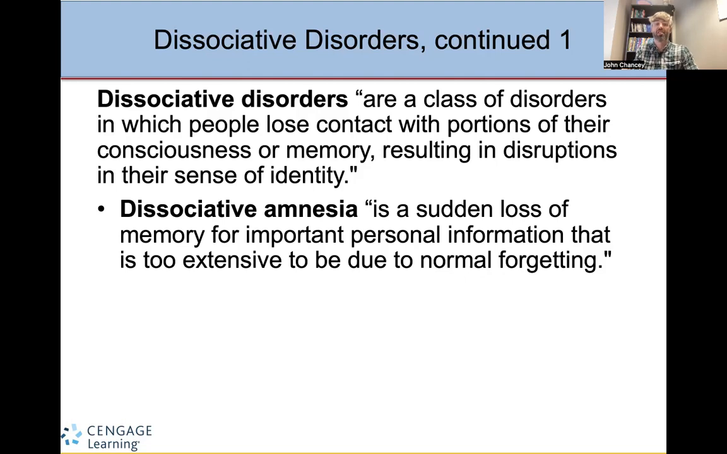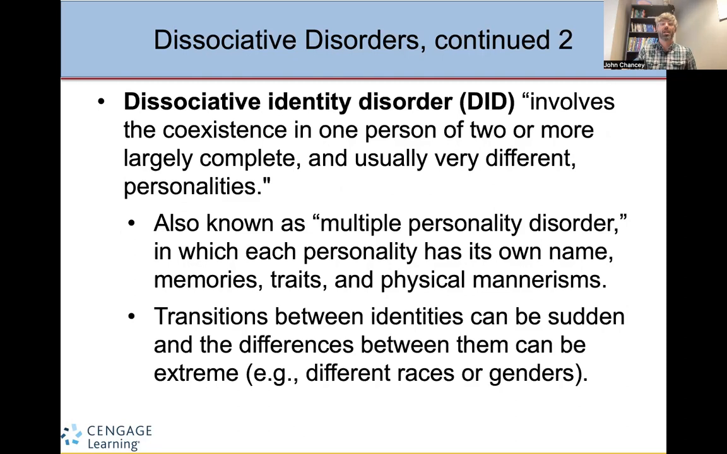This is a sudden loss of memory about personal information. It's not normal forgetting. It's one thing to be like, oh, I forgot where I set my keys, I forgot where I put my cell phone, but it's another thing entirely to forget your name and forget where you came from and forget how you wound up somewhere. That's the kind of amnesia we're talking about here.